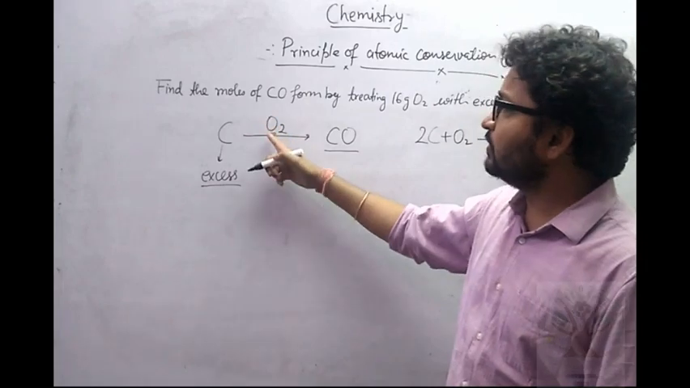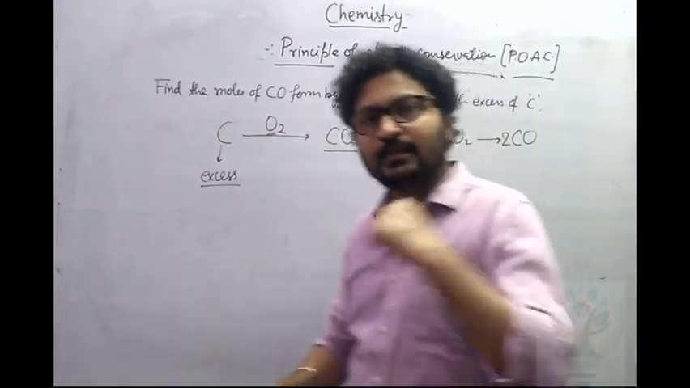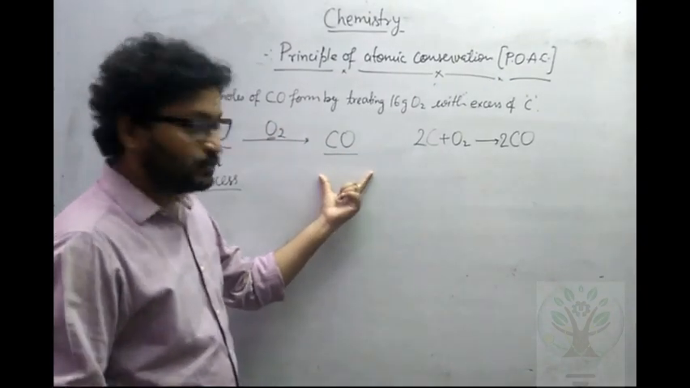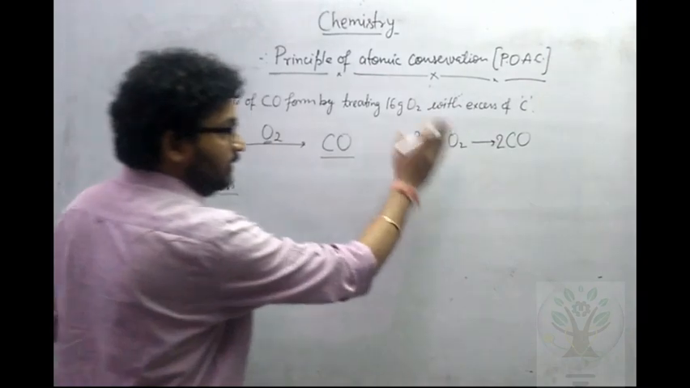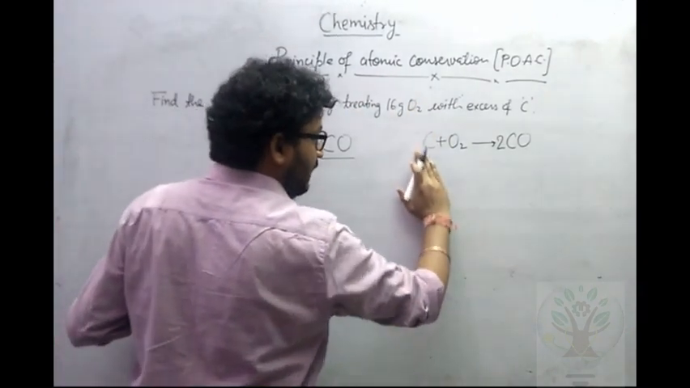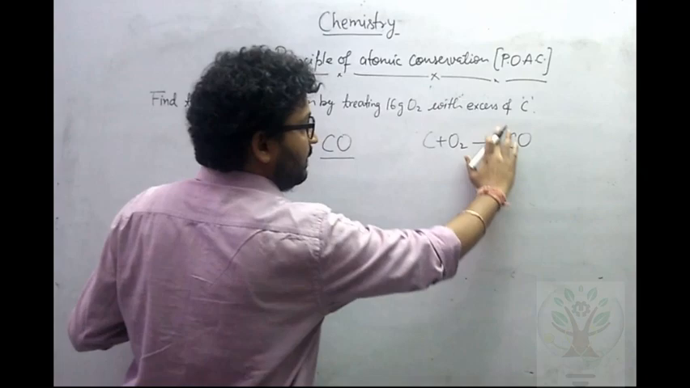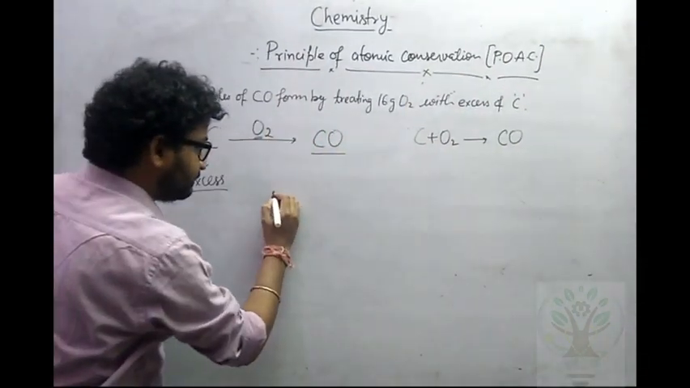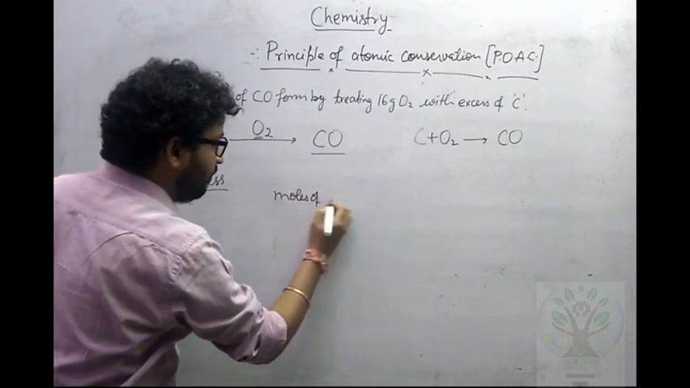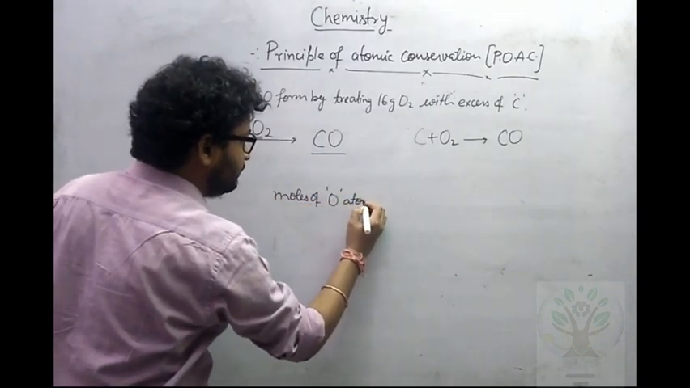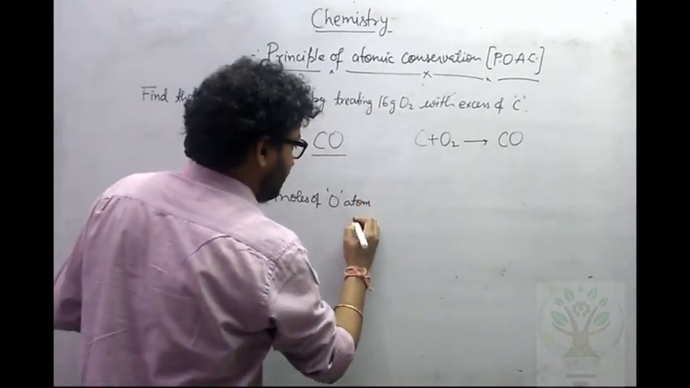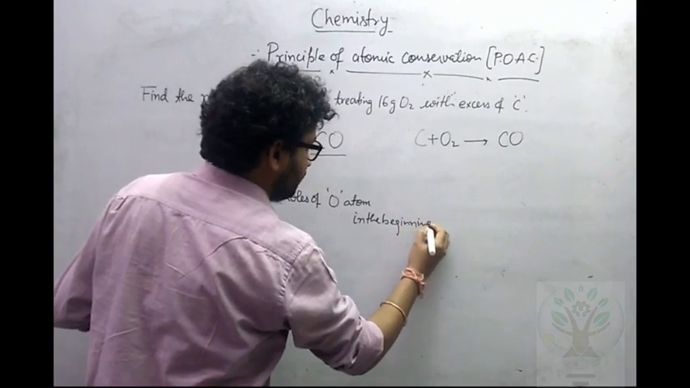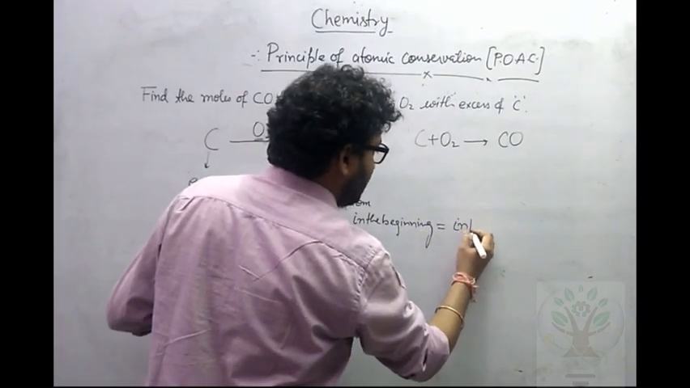Now, can I say all the oxygen atoms are converting into CO? Yes, that you can see. All the oxygen atoms are converting into what? CO. So here or here, if you don't balance this reaction, nothing wrong will happen. Let me show you how. Now, can I write this? The moles of oxygen atom in the beginning equals to in the end.